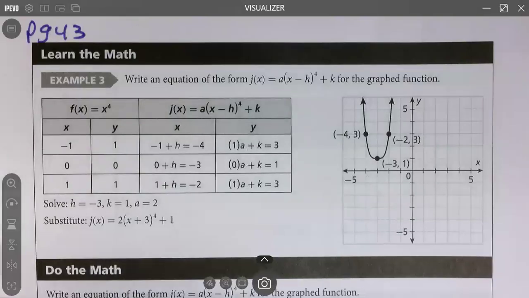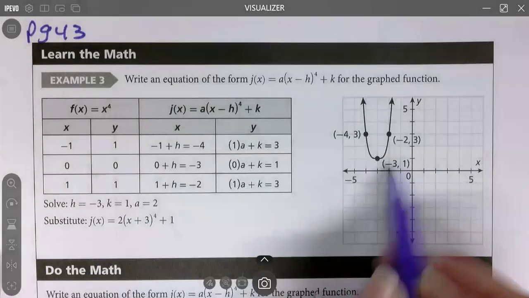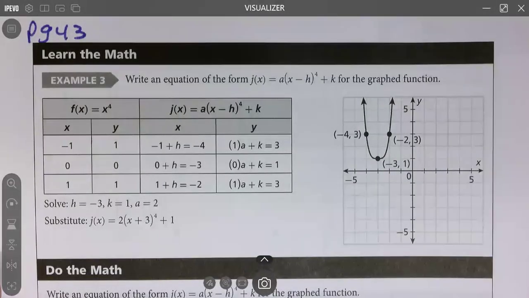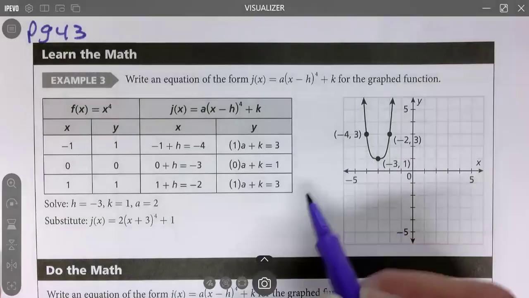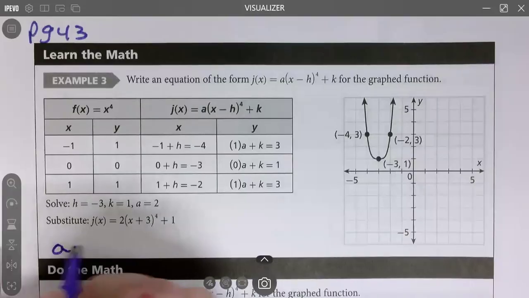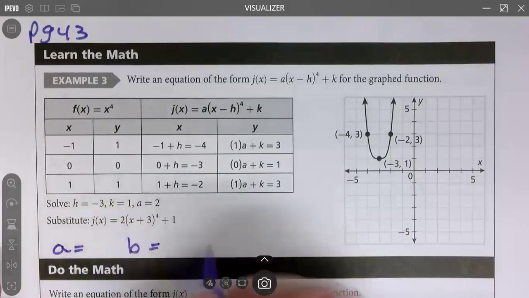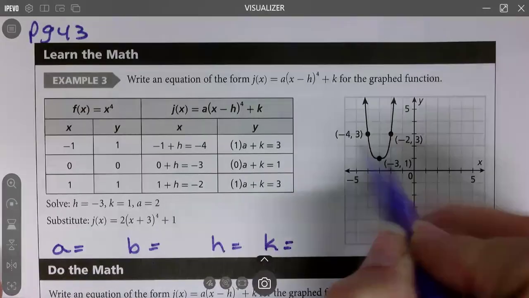So in the previous pages, we were given an equation and we had to find the coordinates for the new or the transformed or the moved shape, the parabola or the cubic or the line. But now they're giving us the coordinates and we have to find the equation, okay? So we are going to try to find the A, the B, the H, and the K. And we are going to use these three coordinates.